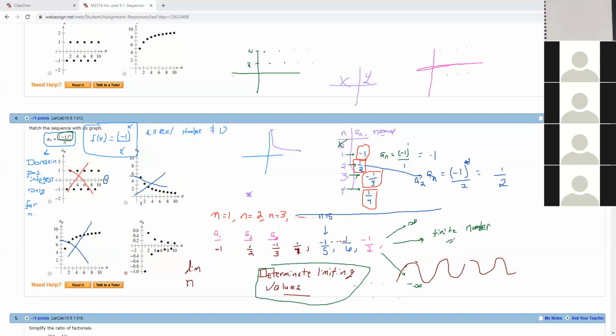So this is a determinate value. It's a finite number. And even though it came from an alternating sequence, it's not like this type, not like this type. The only other type is, well, actually, there's more than one other type. You could alternate like this.